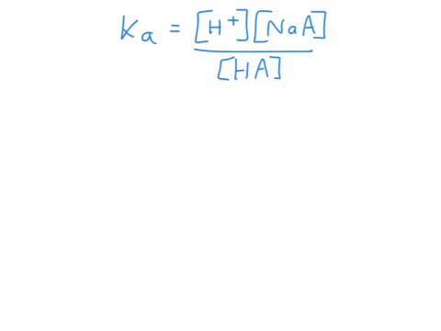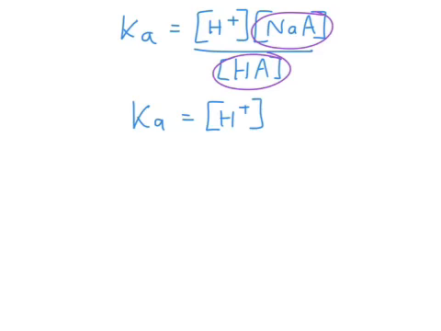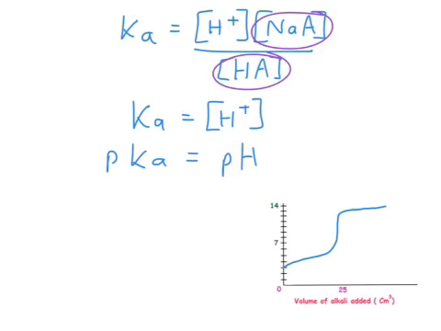Now, because the concentration of the salt and the concentration of the weak acid are equal halfway through the titration, we can simplify this expression further. And if, halfway through to equivalence, Ka is equal to the concentration of the hydrogen ion, then pKa is equal to pH. So what does this mean? Well, in a weak acid, strong base titration, at half equivalence, so that would be V/2, the pH at this point would be equal to pKa.